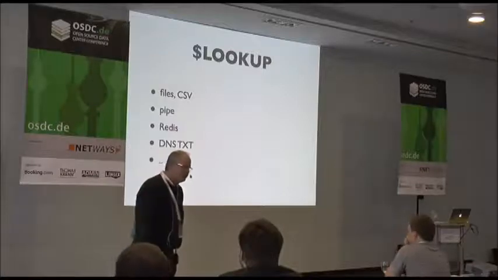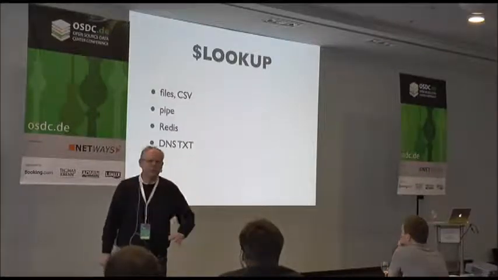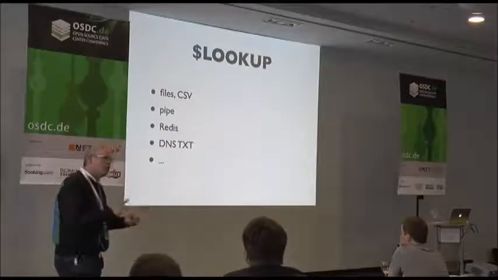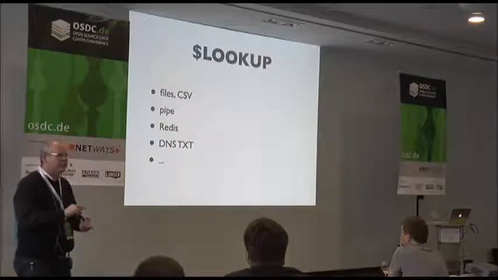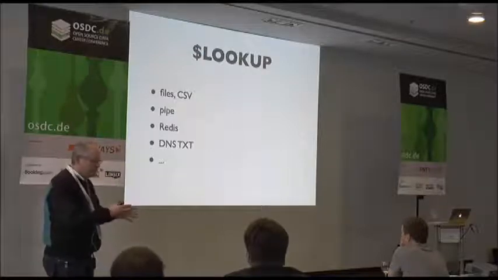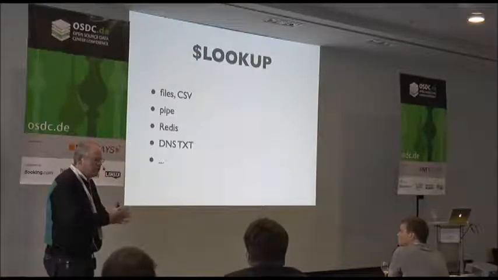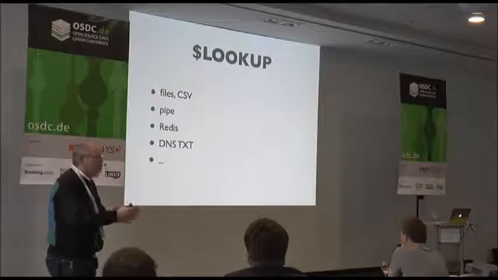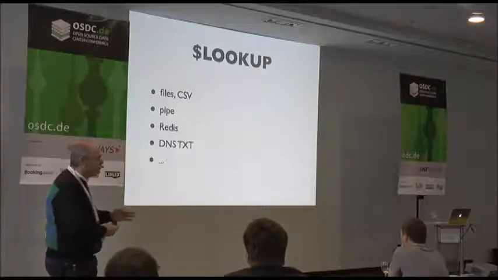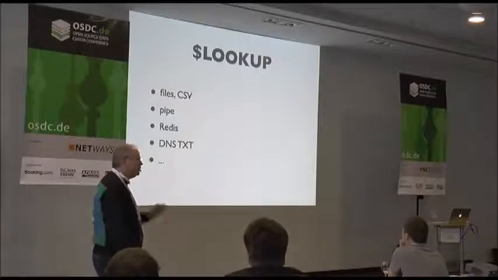So $lookup is a special variable. $lookup allows us to look up information at runtime from Redis, from DNS text records, out of comma-separated values. If you have, for example, lists of things that you want to insert at runtime from a Redis database, for example, you can do that with $lookup in a template or in a playbook.